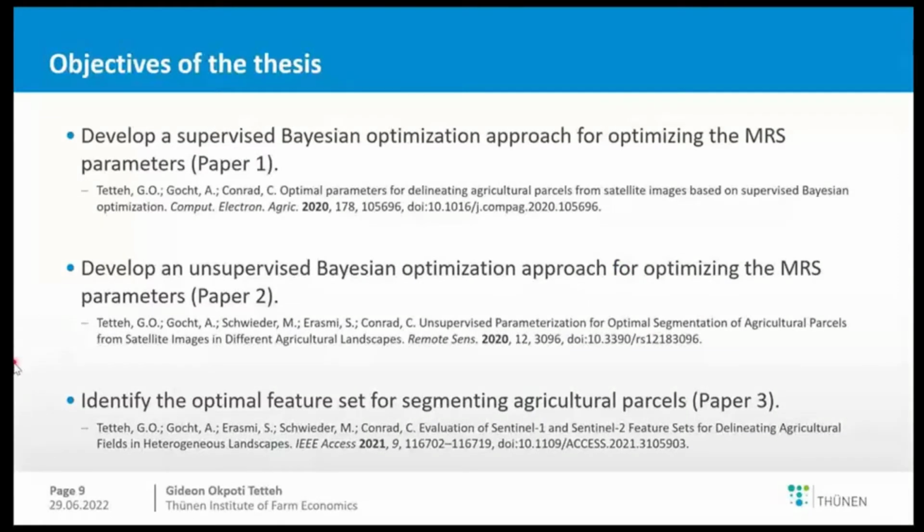In my thesis, I had 3 main objectives, and each objective corresponds to a paper. The first was to develop a supervised Bayesian optimization approach for optimizing the MRS parameters. The second is to develop an unsupervised version of the first paper. And the third was to identify the optimal feature set for segmenting agricultural parcels.